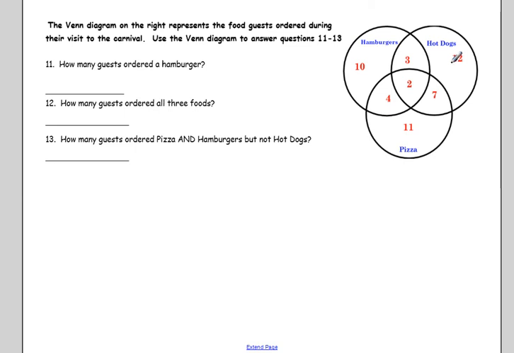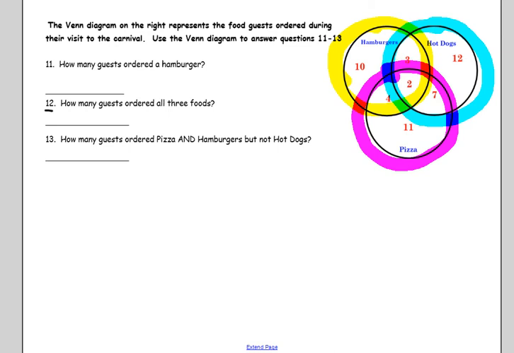All right, and then finally we have a 3-circle Venn diagram. If you need a highlighter, please ask for one, but they really do come in handy when you have 3-circle Venn diagrams. Number 12, we want to know how many guests ordered all 3 foods. So separately, I'm going to highlight each category. These are the people that ordered hamburgers. These are the people that ordered hot dogs. And these are the people that ordered pizza.